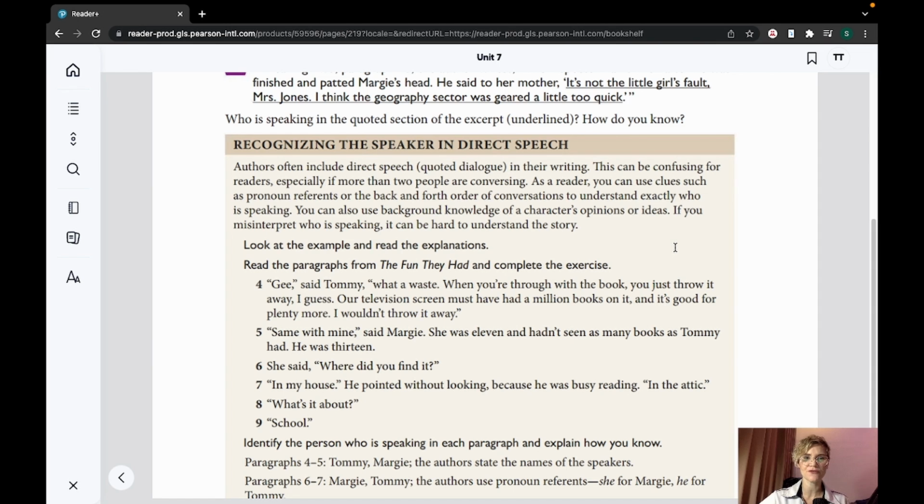This can be confusing for readers, especially if more than 2 people are talking. As a reader, you can use clues such as pronoun reference or the back and forth order of conversations to understand exactly who is speaking. You can also use background knowledge of a character's opinions or ideas. If you misinterpret who's speaking, it can be hard to understand the story.